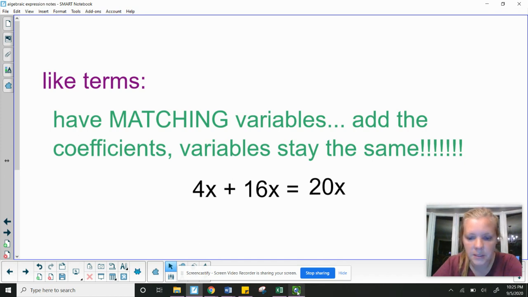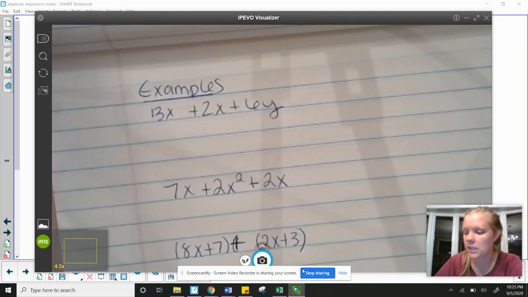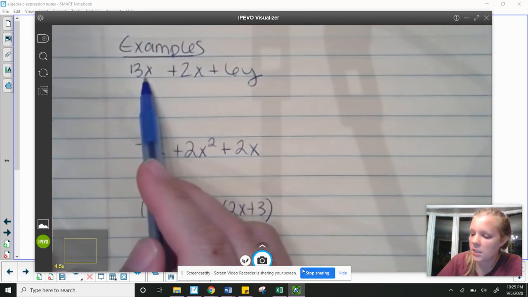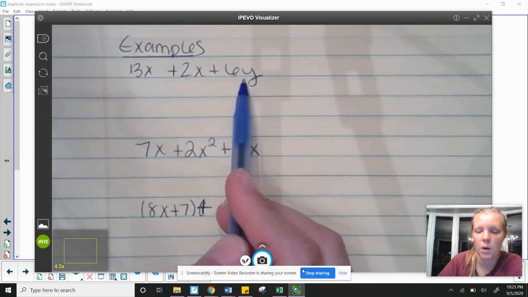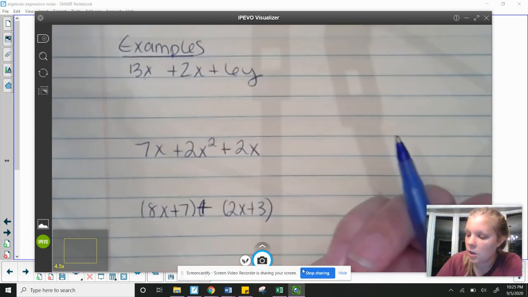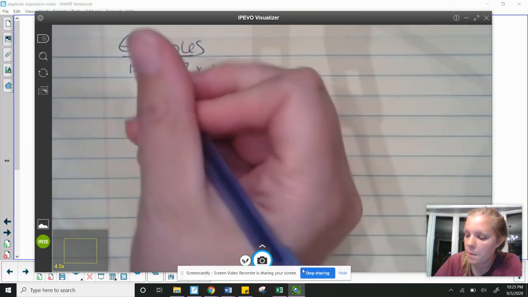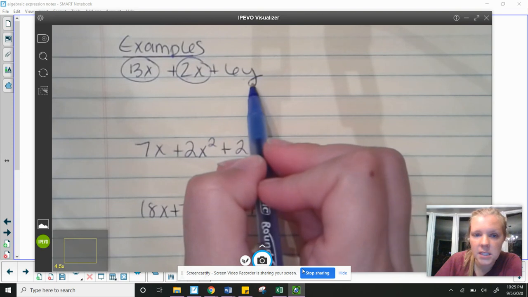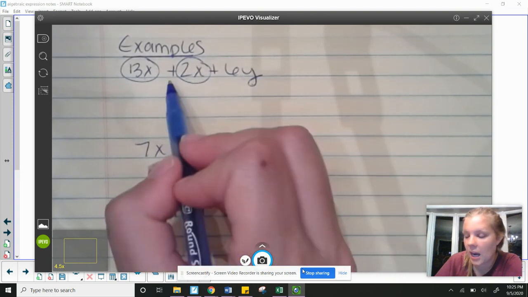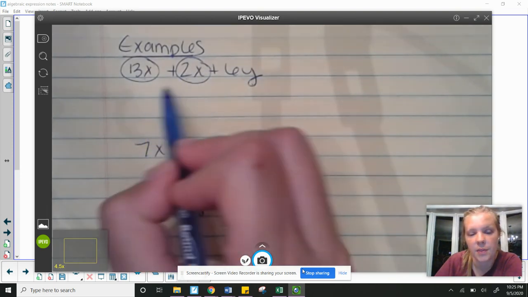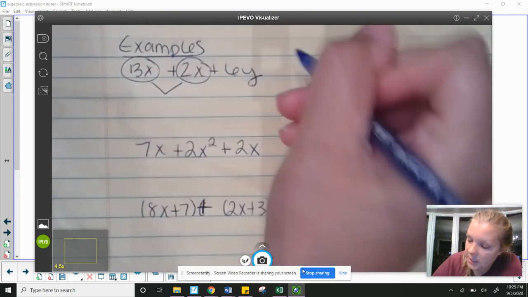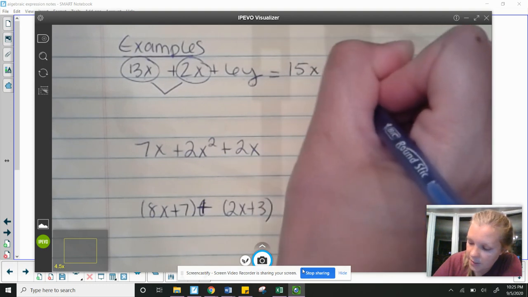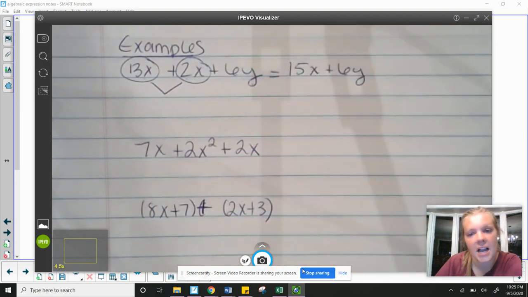We're going to do a couple of examples. If you can please write these examples down in your notebook. The first one, 13x plus 2x plus 6y. The like terms here are the two terms with a matching variable. So that's the 13x and the 2x. Y is a different letter than x, and so it's not considered a like term with these two. So we can combine these. 13 and 2 is 15. And then the 6y just tags along.